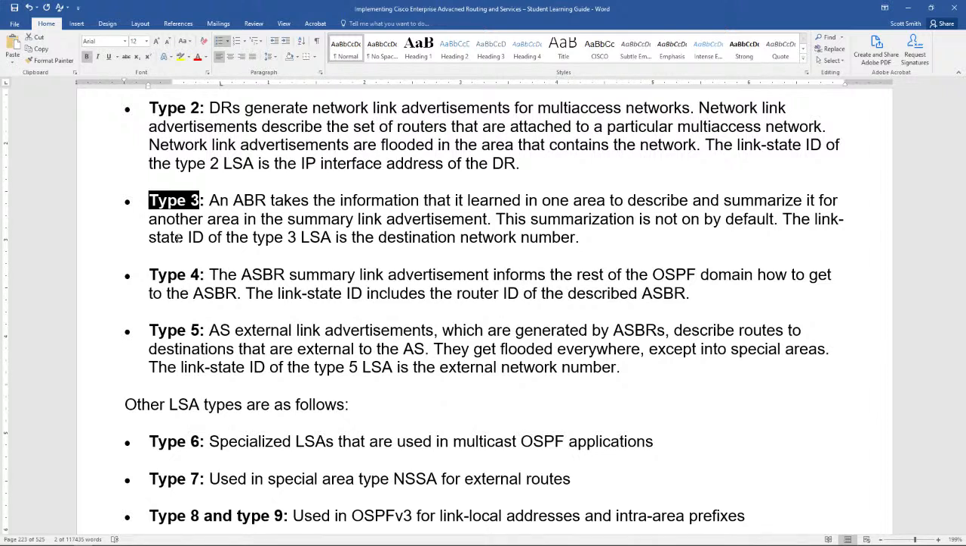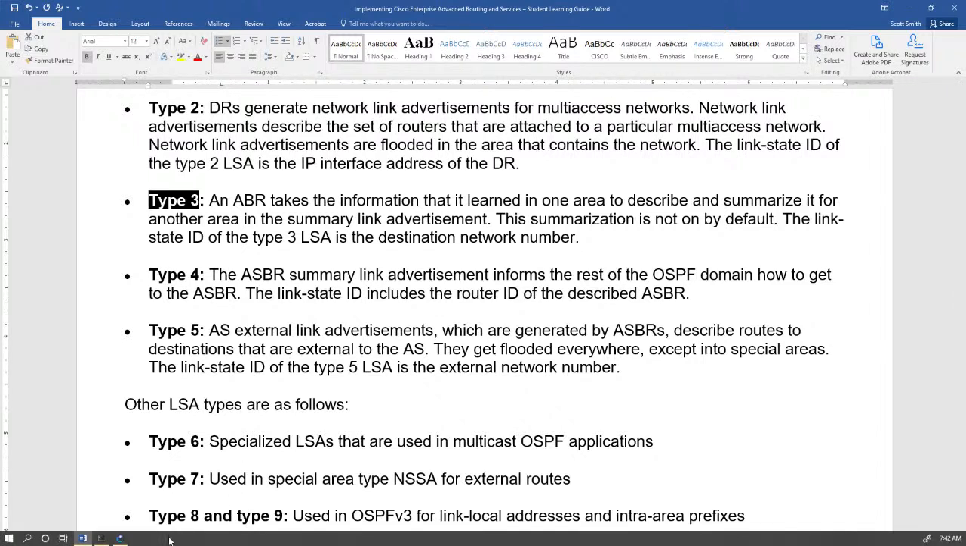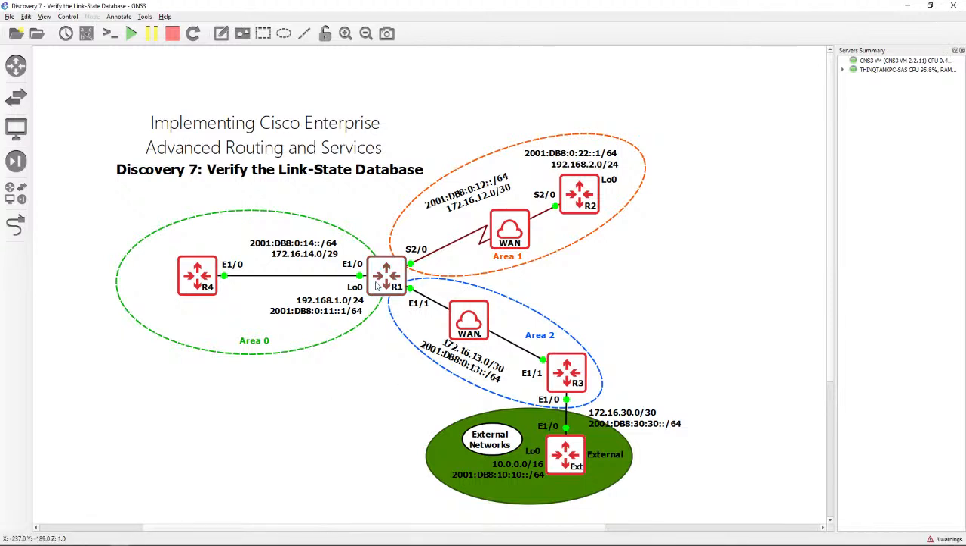Who generates these LSAs? These are generated by ABRs, area border routers. So if we look at our topology here, router 1 is going to be generating these type 3 LSAs, okay? Router 4 might be generating type 1s, maybe possibly type 2s.